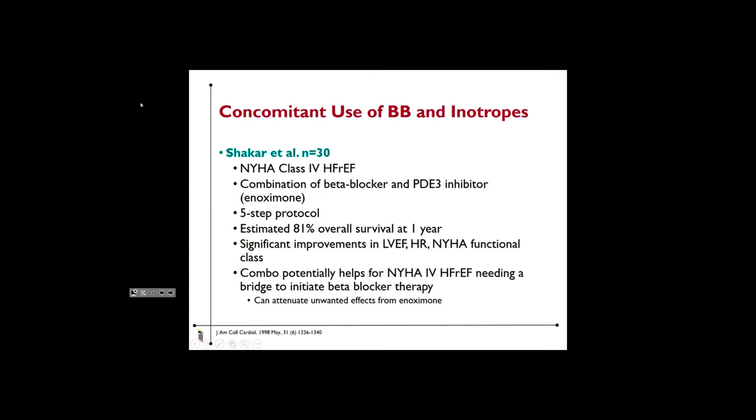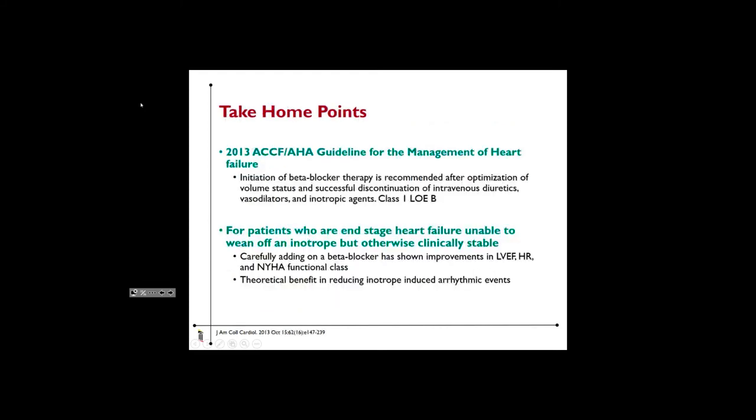This is also really important because it could potentially attenuate some of the unwanted effects of the inotropes that we have. Inotropes can cause some arrhythmogenic events, and this could potentially hold some of that back. And while this study was done early on, a lot of these patients were able to make it to transplant. So this potentially could keep a patient stable enough until they got to that point.